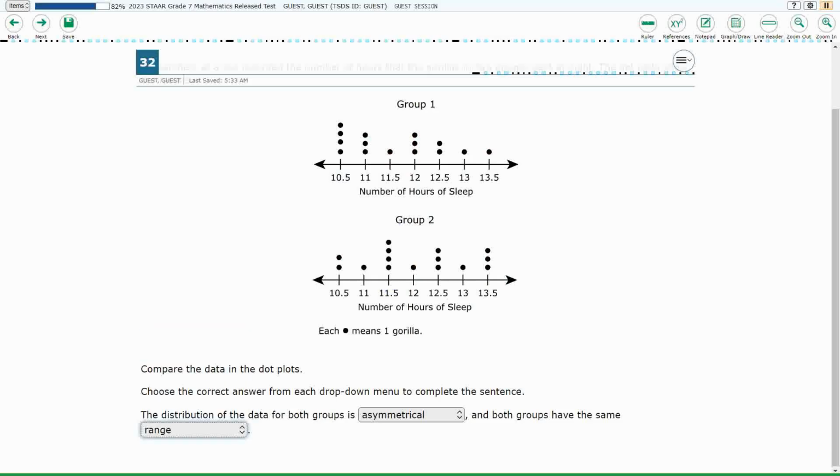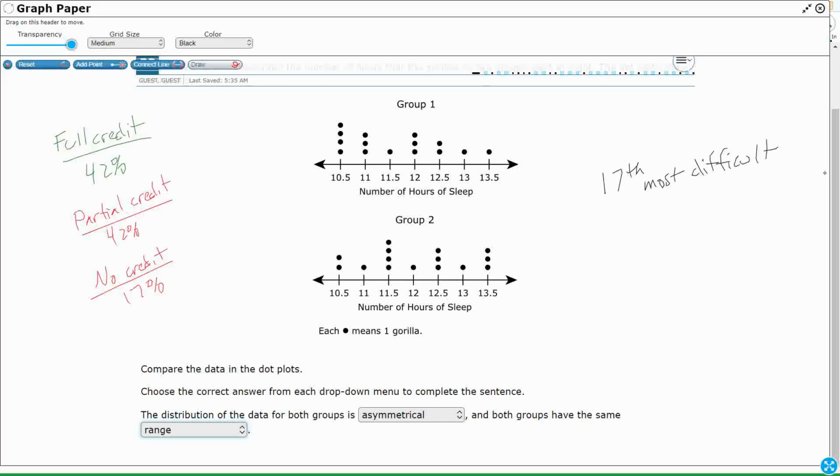Let's see how we did across the state of Texas. This is right in the middle of the test, 17th most difficult. You see that only 42% of our students get full credit. But if you take that together with how many students got partial credit, another 42%, now we're looking pretty good. 84% got 1 or more points here.